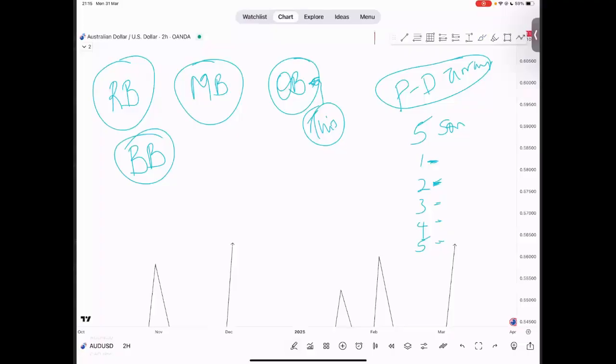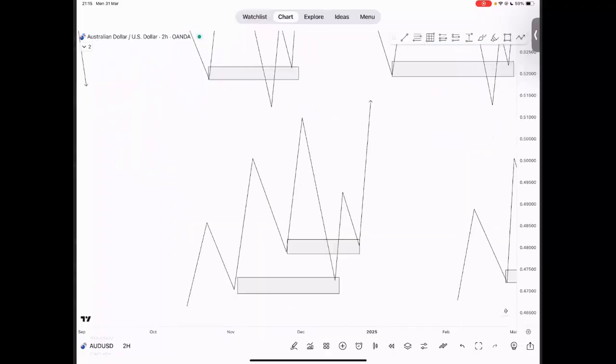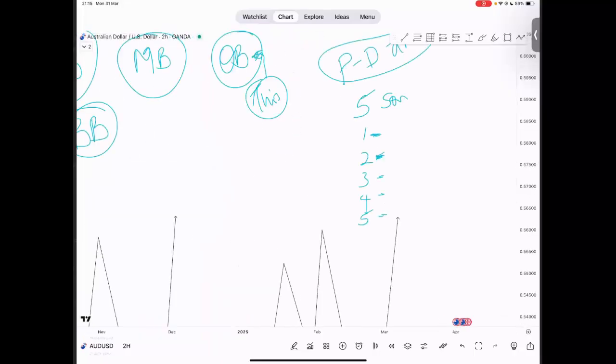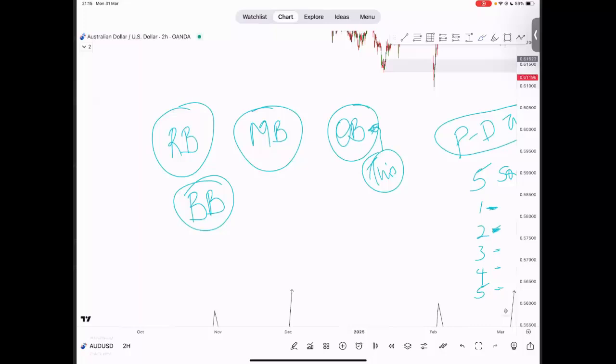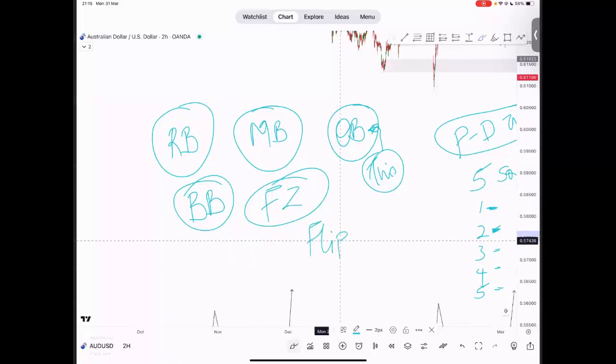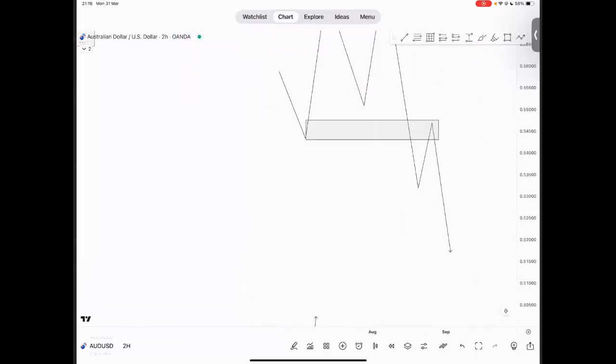But for what we have in today's class: reclaim blocks, mitigation blocks, order blocks, and breaker blocks. Now, if you look at what I mapped out here, I want to add something just for reference purposes. Flip zones, which I'm going to represent as FZ. Flip zones. Okay.